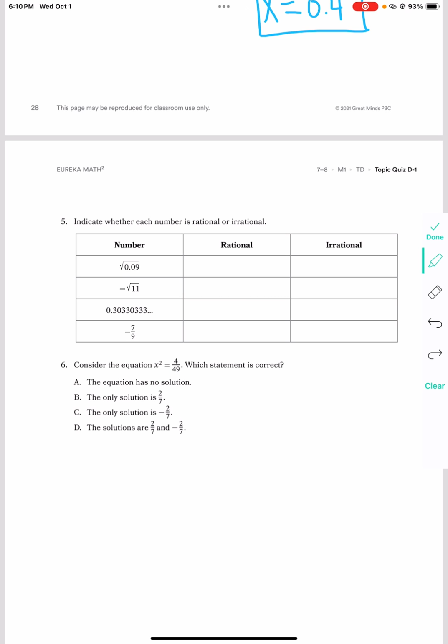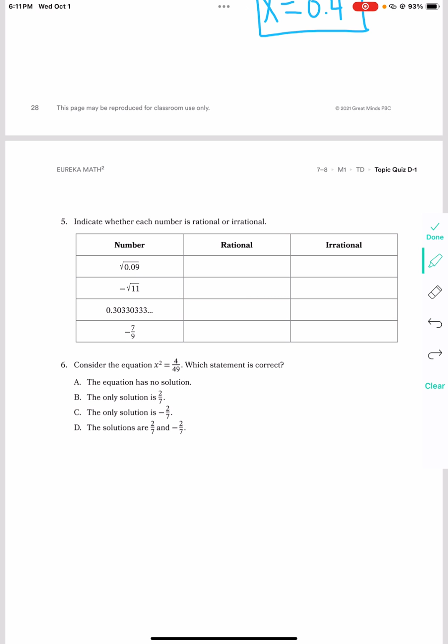So the first one said, well, let me read the instructions first. It says indicate whether each number is rational or irrational. So technically, if you can look at it and know if it's rational or irrational, you don't have to do any work. But if you can't just look at it and figure it out, then you might have to do a little work. So I know just by looking at these, for at least one of them, we're going to have to work it out so we can see for a fact that it is rational or irrational. All right. So the first one is the square root of 0.09, or 9 hundredths.